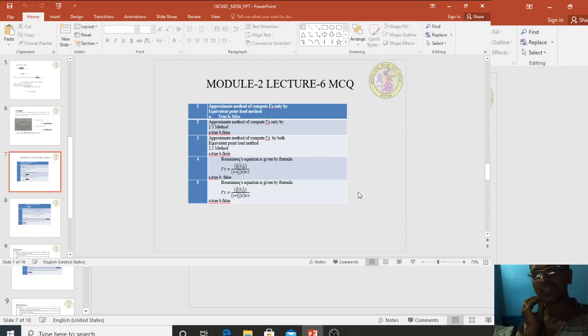Boussinesq's equation is given by the formula sigma Z equal to Q by Z square into 3 by 2 pi divided by (1 plus (R by Z) whole square) whole to the power 5 by 2. It is correct. Therefore, it is A. If Boussinesq's equation is given as Q by Z square into 2 by 3 pi, it is not 2 by 3 pi, it is 3 by 2 pi. Therefore, the answer is B.